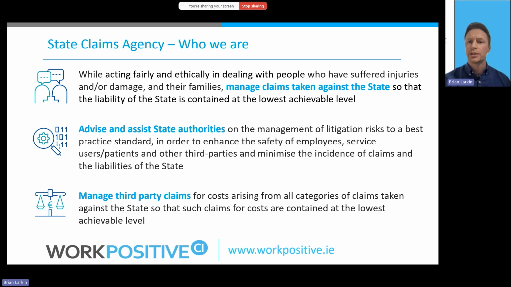Secondly, we operate a risk management mandate, and our objective here is to advise and assist our state authorities on measures to prevent future incidents that give rise to claims. So this includes supporting our clients on challenges like work-related stress and critical incident exposure. And we know that Work Positive is one of the most effective means of achieving this. Thirdly, we have a legal cost mandate, and that's essentially to manage and contain legal costs taken against claims to the lowest achievable level.